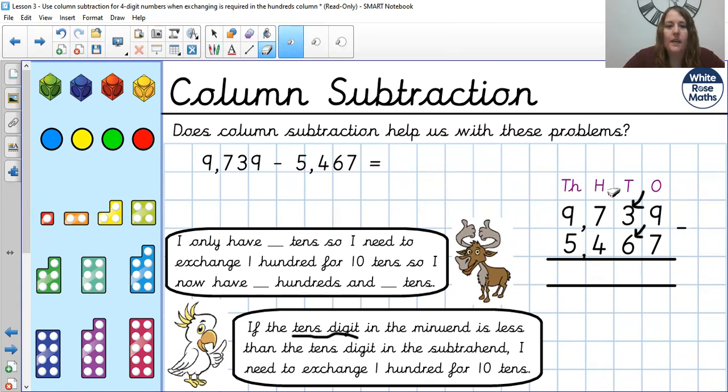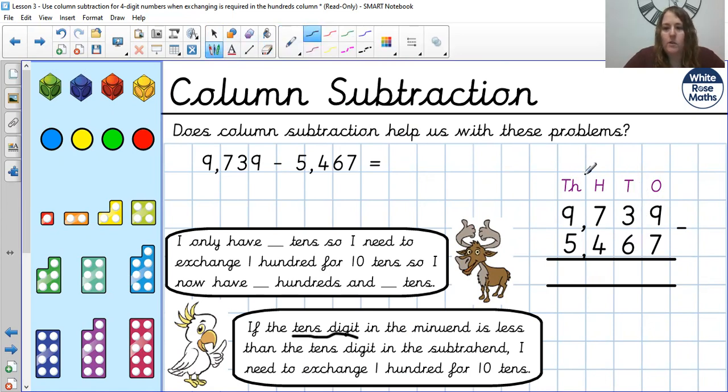So if this number here, 3 in my tens column, is smaller than my 6 in the tens column, so my minuend and my subtrahend, 3 is smaller than the 6, I'm going to need to exchange one of my hundreds for 10 of my tens, just like we did with the counters. So let's see what happens this time then.